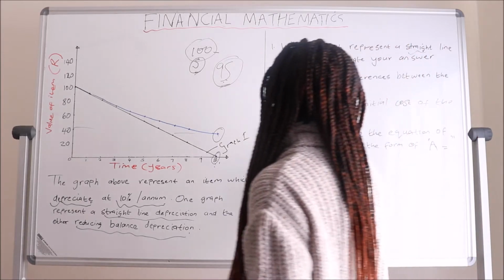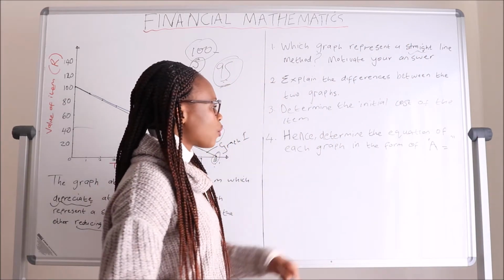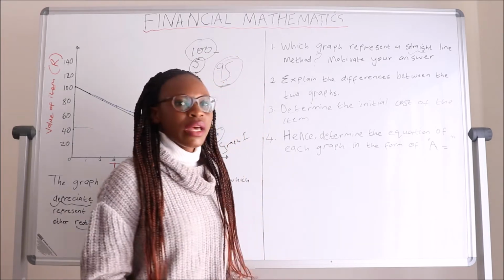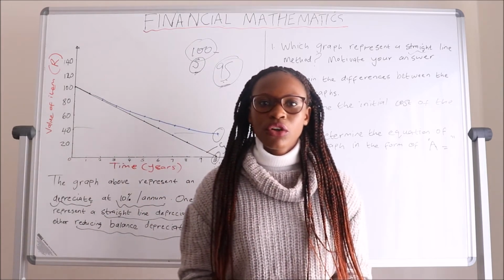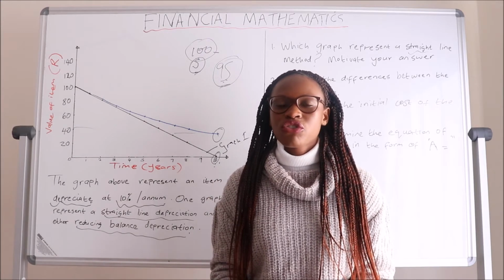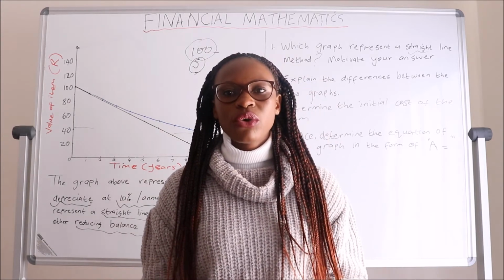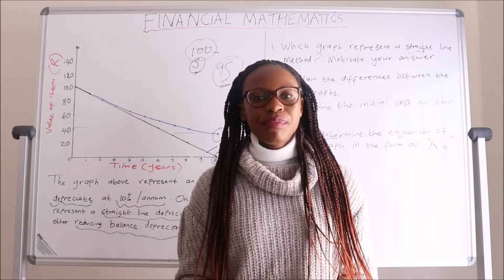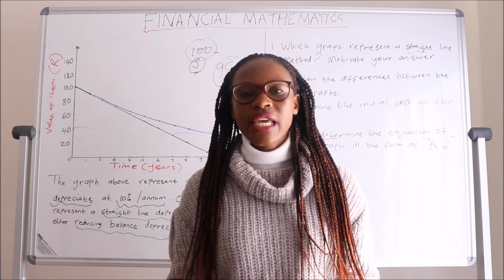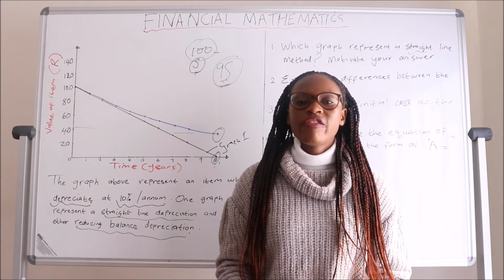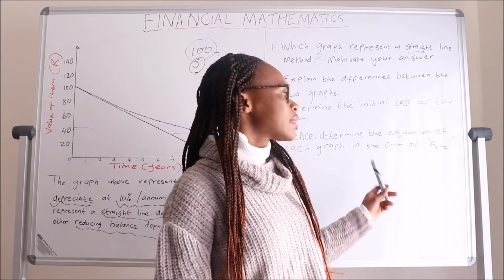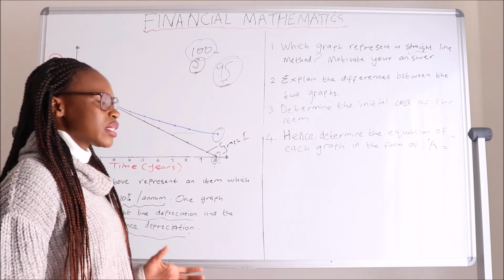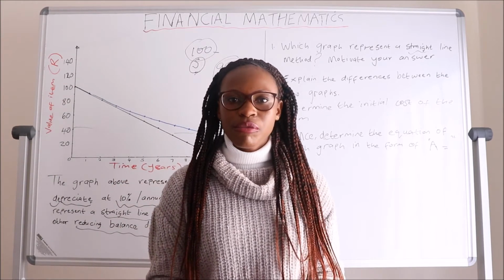Then it says hence determine the equation of each graph in the form A equals to the answer. Remember that with the reducing balance method, our equation is A equals P, which is the principal value, times (1 plus or minus i) to the exponent n, depending on whether it's decay or growth. If it's growth, it's a plus. If it's a decay, it's a minus. In this case, as we've been told that it's depreciating over time, our equation must have a minus instead of a plus.